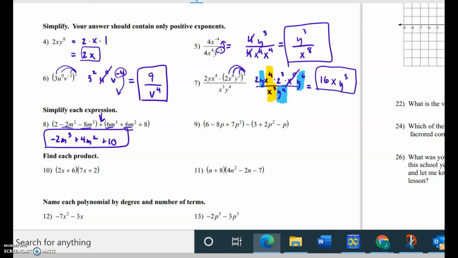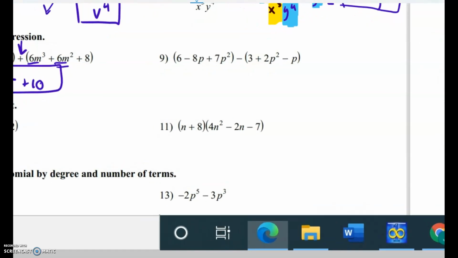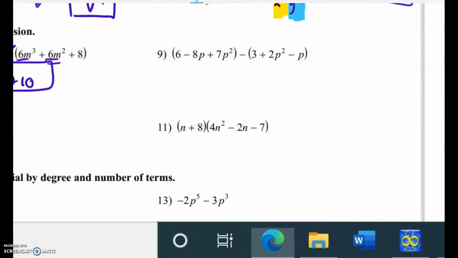All right, this is the second part to the study guide video answer key, taking a look at number 9. Number 9, before we combine like terms, I see that there's a subtraction symbol in between, so I am subtracting these two. So what I like to do is just distribute the negative to each term before I combine like terms. Okay, so that becomes a -3, a -2p squared, and a positive p.